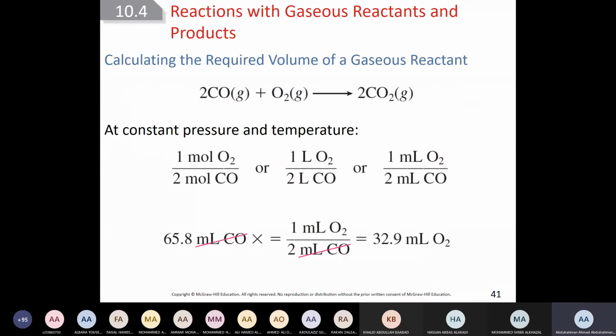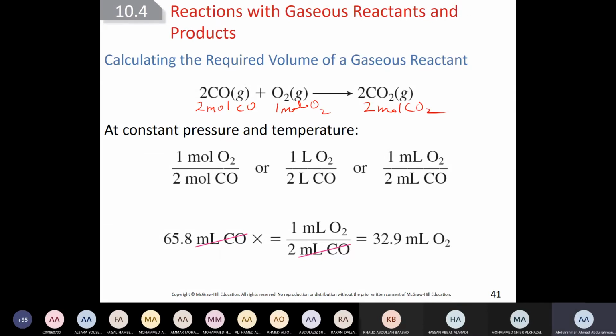Now, when we have any equation, as we said here, we can relate things by what? By mole. So what can we say under this equation right away? That we need 2 mole CO to react with 1 mole O2, and it will give me 2 mole CO2. Right?